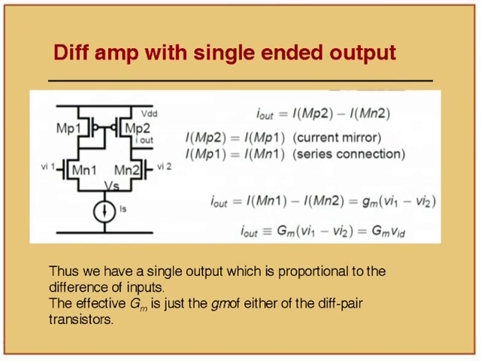You don't get twice the gain because you have two transistors. Right? You get the GM of a single transistor, as you can see from here. This is the single transistor GM of MN1. This is the single transistor GM of MN2. Take the differential. And if you define capital GM like this, then capital GM is same as the GM of a single transistor, even though you are using two transistors. This part is clear?